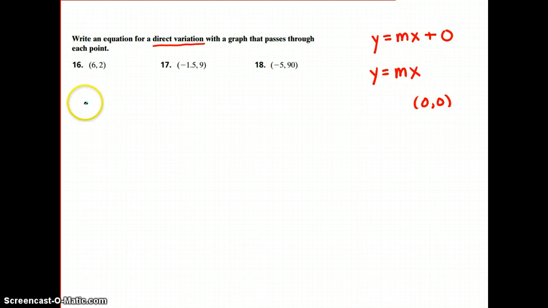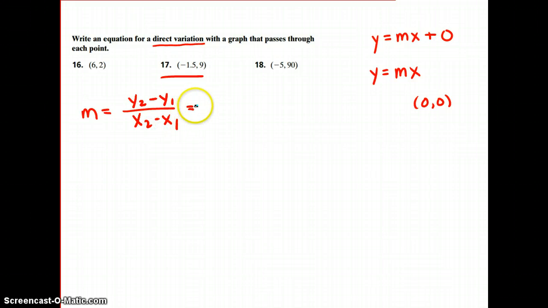So what we can do in number 17 is we can first find the slope. Remember our slope is y2 minus y1 over x2 minus x1. So we're given a y value of 9, and we know it's going to also go through the origin. We are given an x value of negative 1.5. We know it's going to go through the origin. And so it simplifies down to 9 over negative 1.5.